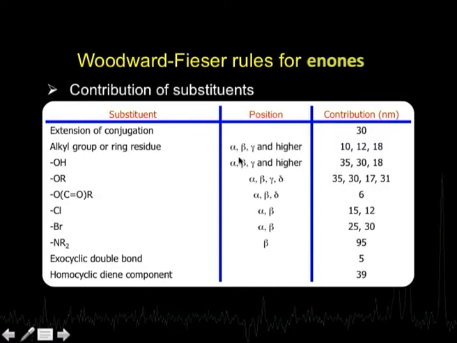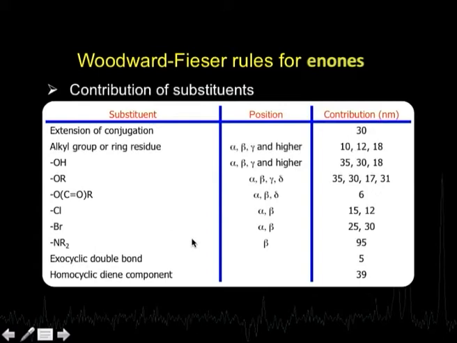What that means is, if it is at alpha position, the contribution is about 10 nanometers. At beta position, it is 12 nanometers. At gamma, it is 18, or even beyond gamma, delta, omega, etc. For all such positions, it will be 18 nanometers each. Similarly, for an OH, we find that alpha, beta, gamma and higher, we have got 35, 30, 18 and so on. This is an exhaustive table, which with little use we will get used to. That is, for an OR, this is alpha, beta, gamma, delta. So these are the corresponding contributions of these substituents to the lambda max position.